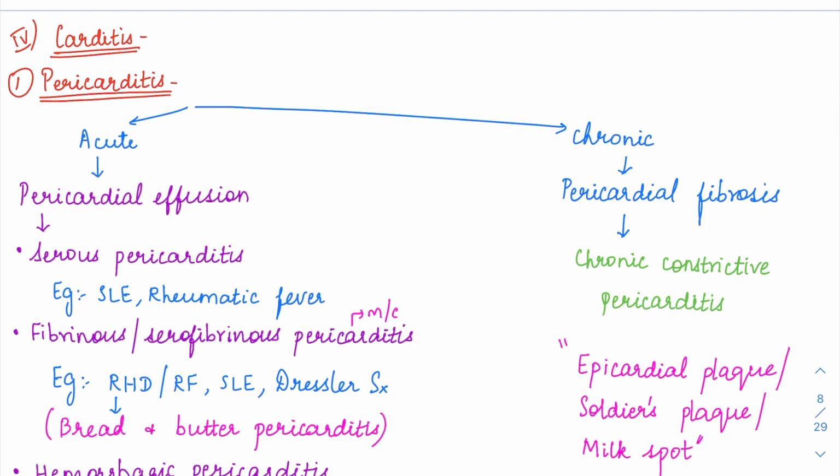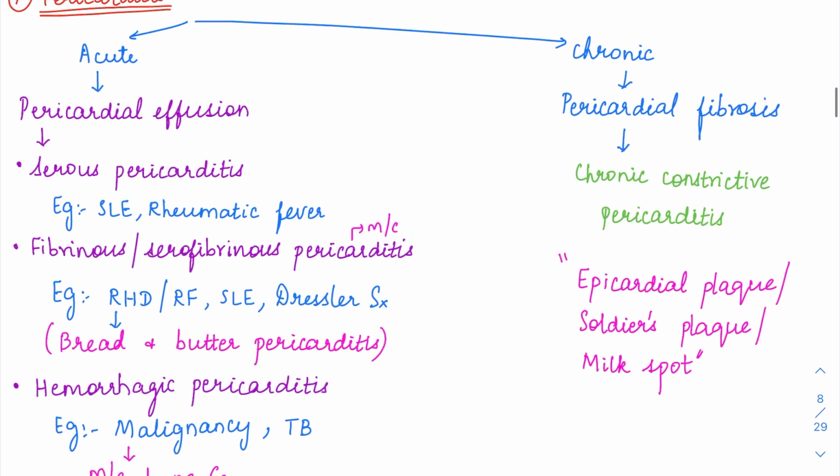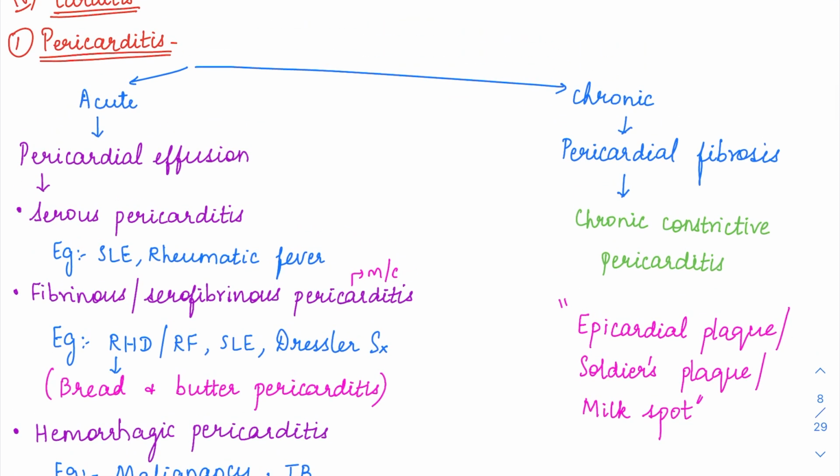So next we'll see about the various types of carditis. Carditis is nothing but inflammation of the layers of the heart. So in the heart we have the pericardium, myocardium and endocardium. Each of these layers can undergo inflammation. So let's start with pericarditis. Pericarditis is going to be inflammation of the pericardium.